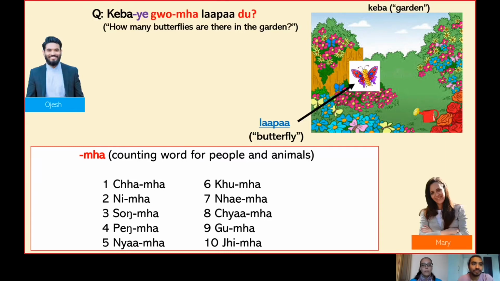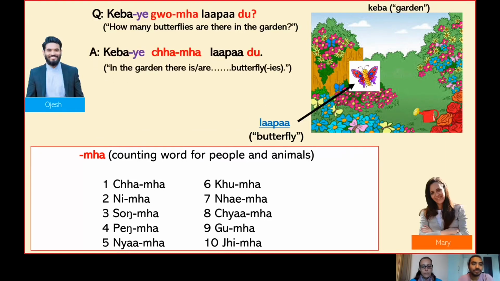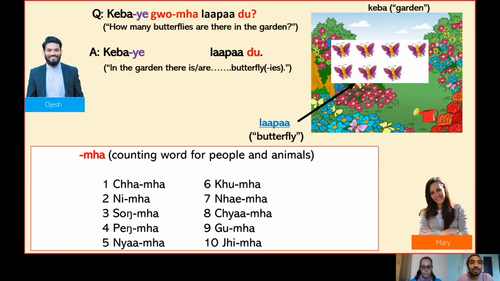Kebe chama lapadu. In the garden, there is a butterfly. That's right. Let's practice one more time looking at the picture. Kebe goma lapadu. Kebe nhema lapadu. In the garden, there are 7 butterflies. Okay, let's move on to the next counting system.